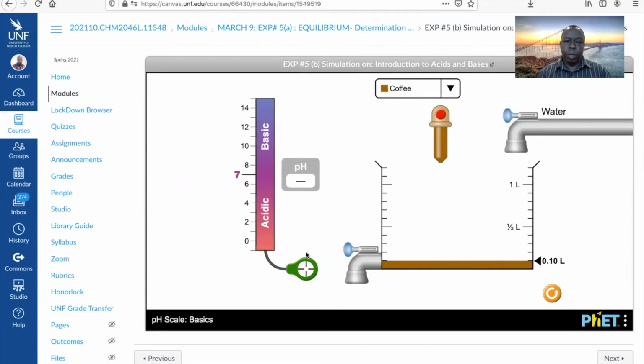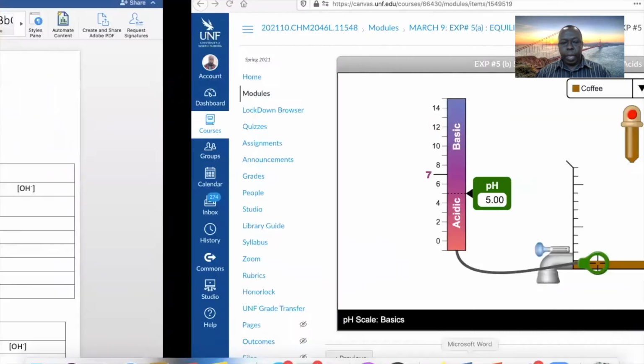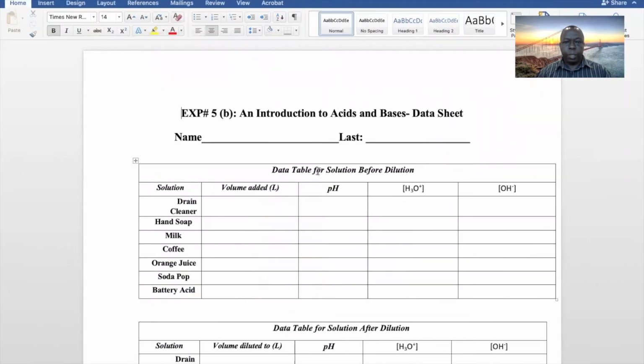Yeah, 0.1. And then I'll measure the pH of... maybe you need the cross. That is the pH P4. If you look at the data sheet, this is before you add 0.9. Here is where you will put the value for the solution before dilution. So if it was coffee, I'll put the pH here, all right?